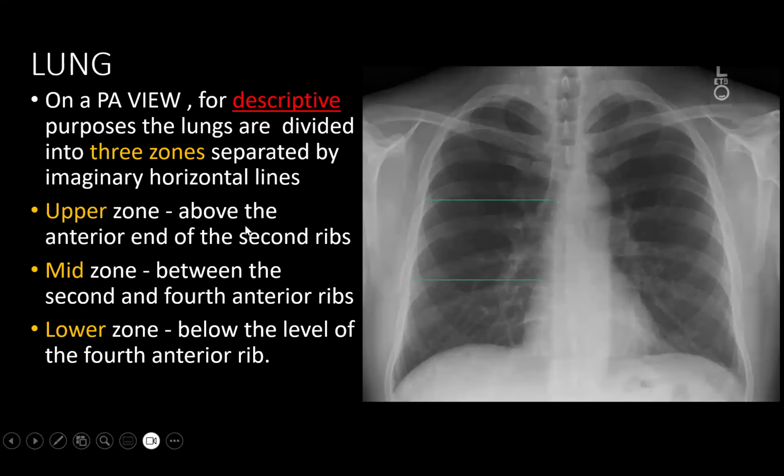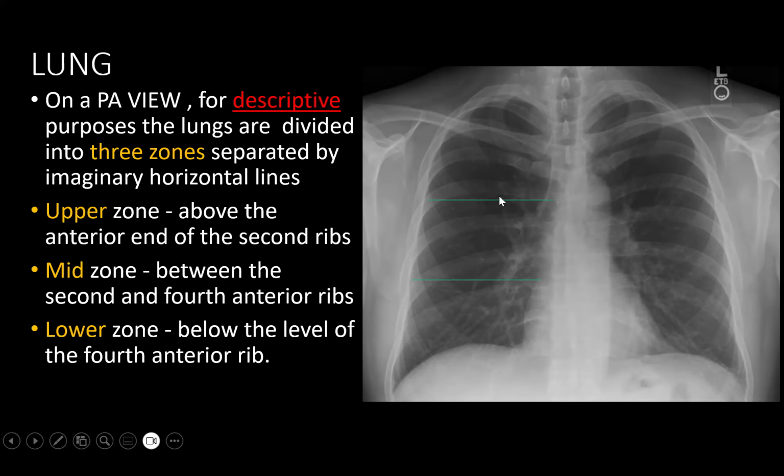For descriptive purposes, you have three zones. Now, the upper zone of the lung is above the anterior end of the second rib. So, this is the anterior portion of the rib. This is rib 1. This is rib 2, a line passing through the anterior part of the second rib. This becomes the upper zone on both sides.